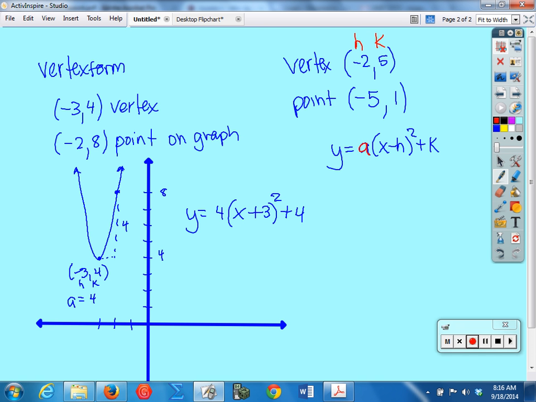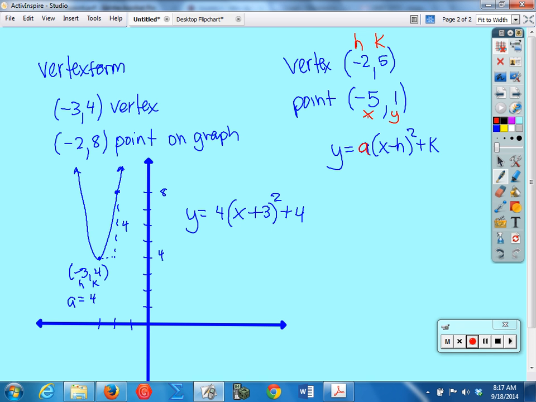But this is telling us when I plug in this X value, I get out this Y value. You know the H, the K, and an X value and Y value that go together. So if you plug in all of those things, you should be able to find what the A is. So I know this Y value goes with this X value.